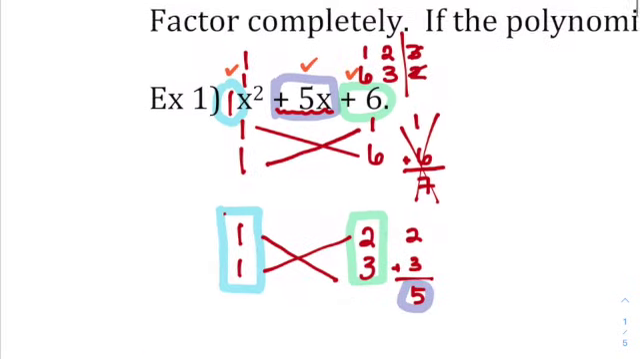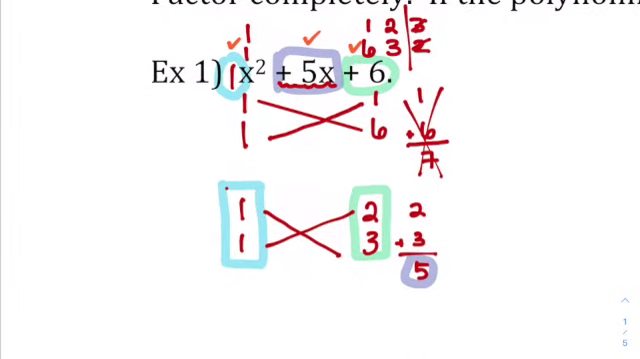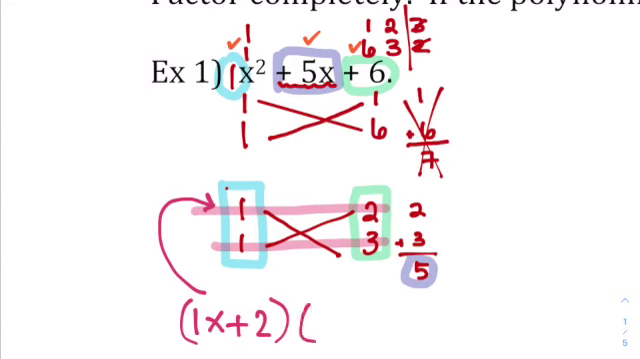Now to write your answer, we are writing it sideways. Sideways means the answer goes this way. It's going to be 1x from here, put the x there. Since it's the positive 2, it's plus 2, and then you have another parenthesis, 1x, this 1x is from here, plus 3. And that is just x plus 2 times x plus 3.